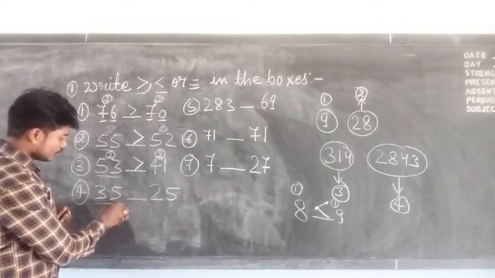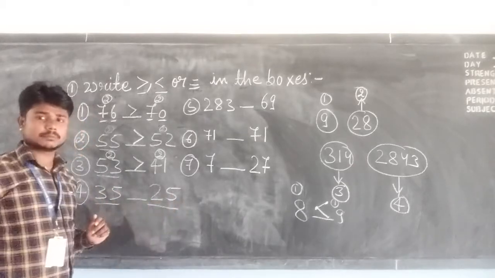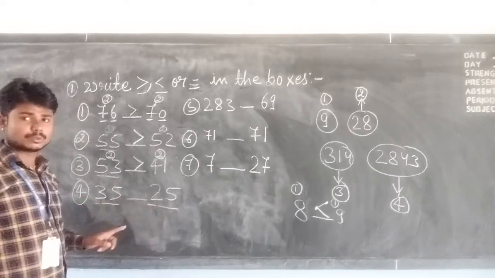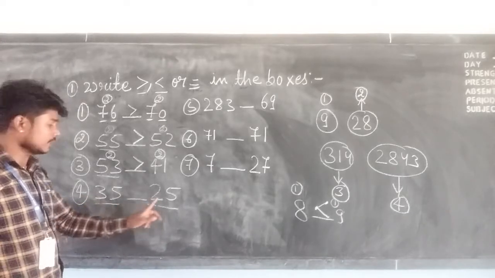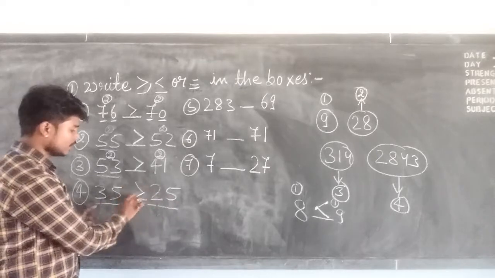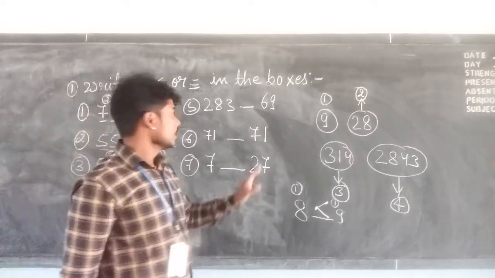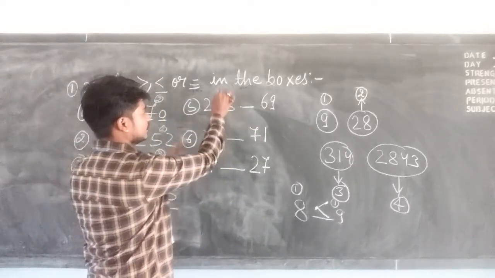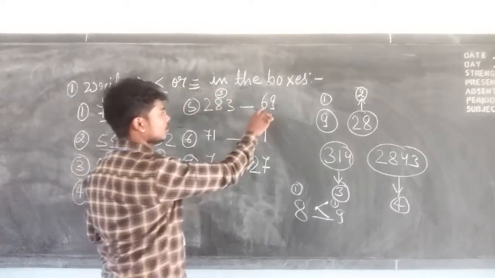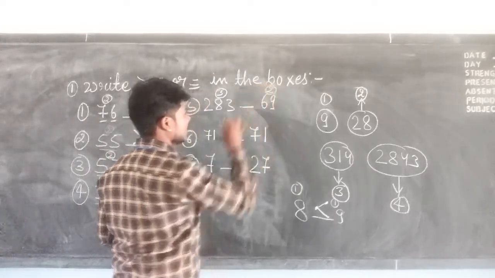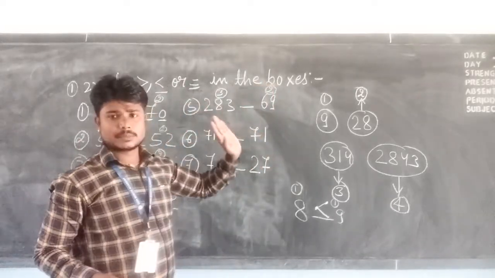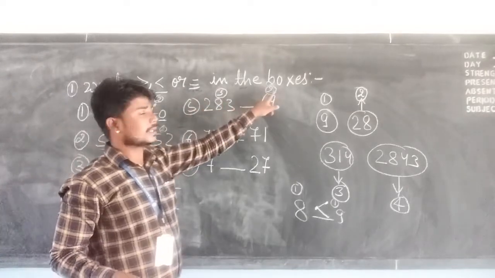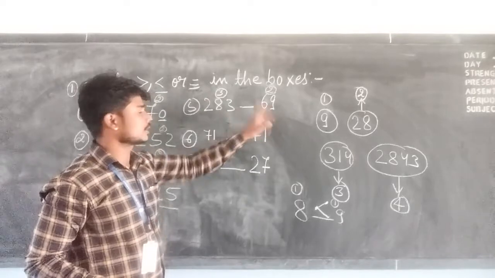Now this is also a two digit number. This is also a two digit number. Now the first number is 3, and here the first number is 2. Which one is bigger? 3 is bigger than 2. So 35 is bigger than 25. Now see the fifth one. See 1, 2, 3. This is a 3 digit number. 1, 2. This is a 2 digit number. Now no need to check the numbers. It is already decided that a 3 digit number will be bigger than a 2 digit number.